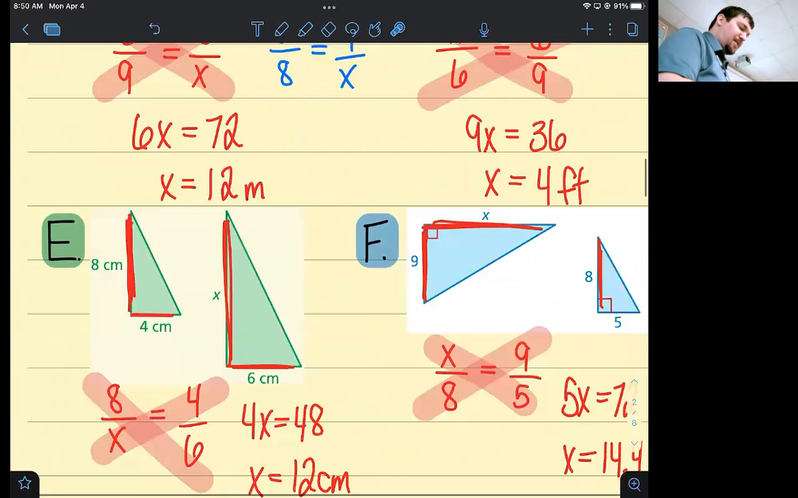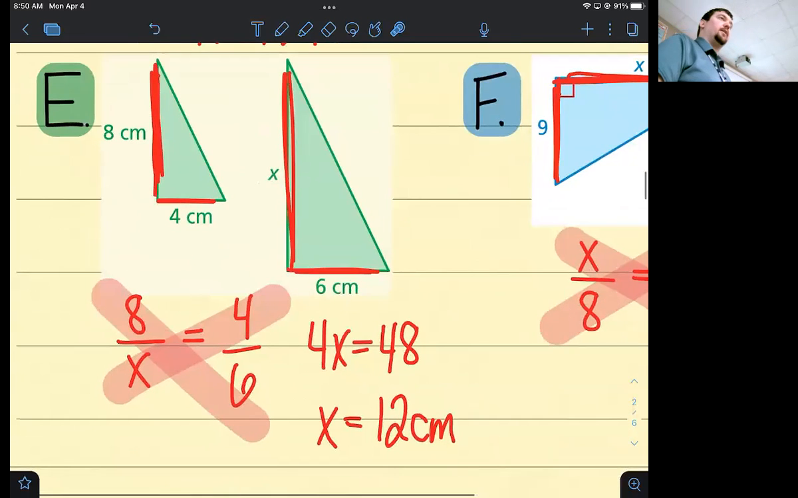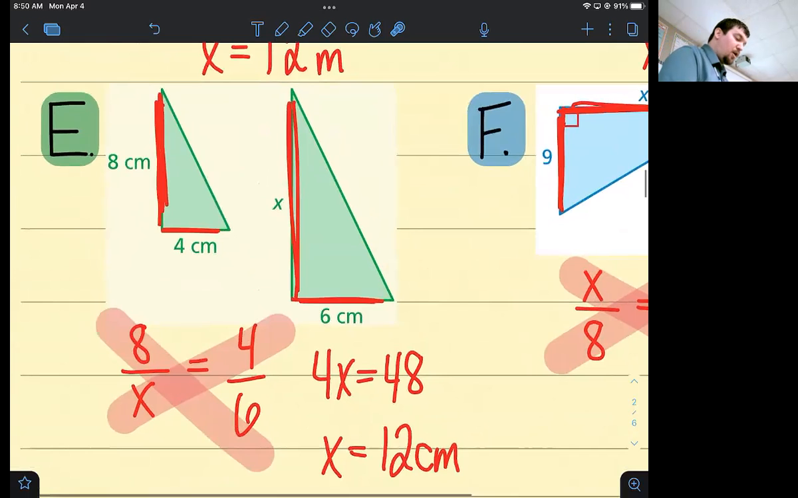In fact, I bet we could have solved example E a little bit quicker if we would have done the ratio I set up in the last one. So look at this. What's 4 being multiplied by to get to 6? Okay, it's 1.5. You probably weren't thinking that. What's 4 being multiplied by to get to 8? What's 6 times 2? We could have used mental math on this one.